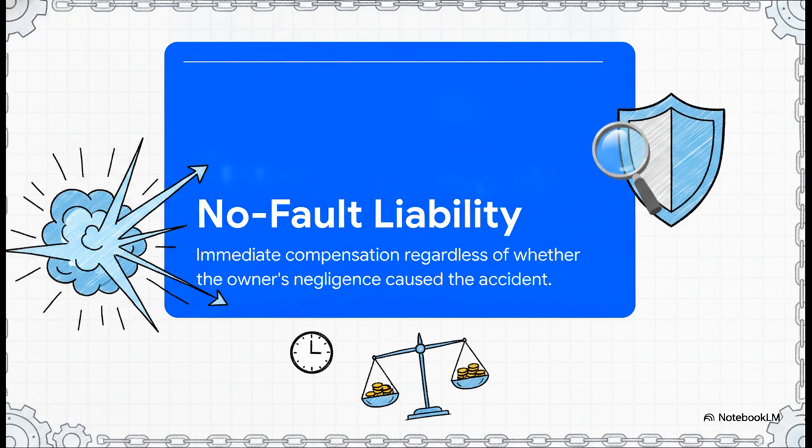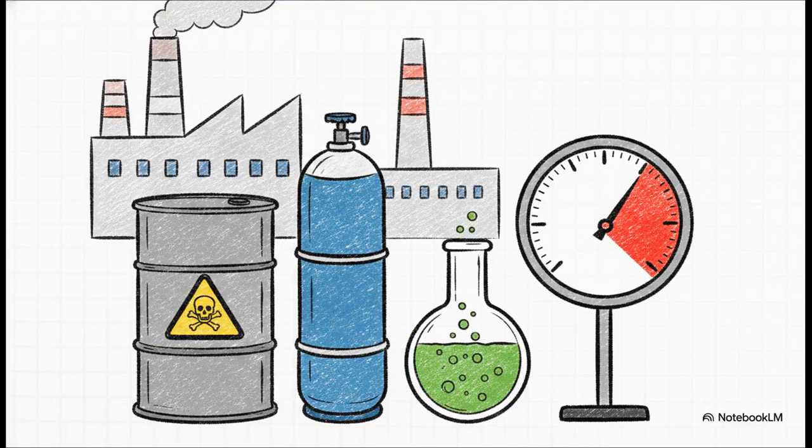Under no-fault liability, victims get immediate compensation, period. It doesn't matter if the owner's negligence caused the accident or not. It literally guarantees that financial roadblocks won't stop victims from getting the help they need right away. And just to be clear, this applies to any owner handling specified quantities of some really dangerous materials right in our local industrial zones. We're talking heavy-duty, highly volatile stuff.